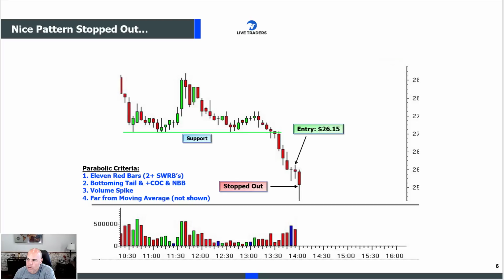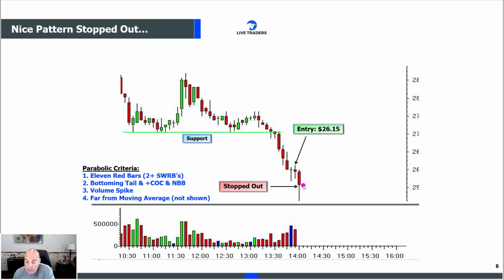Now, does this mean that you should just throw out climactics or parabolics? Does this mean you should just give up on this type of trade? Because after one failed pattern, you're like, oh my gosh, these never work. You know, like after six or seven. So most people will just walk away from this. They're probably still throwing their mouse across the room, or they threw it once, but that wasn't enough, so they pick it up and throw it again, and they get pissed off, and that's it, they're done. But you shouldn't do that, all right?